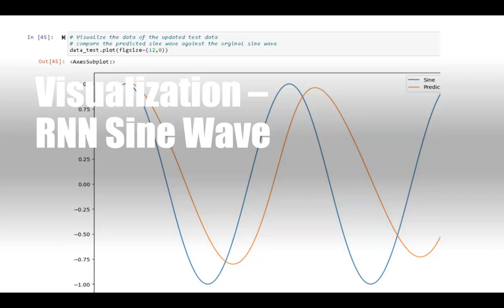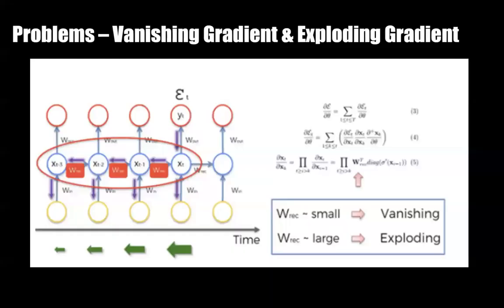So here we can see the sine wave generated and the predicted wave from the RNN, which are very similar. So what are the problems with the simple RNN? The major problems with simple RNN are the vanishing gradient problem and the exploding gradient problem. In this slide, we are going to see how these problems have majorly impacted the model.